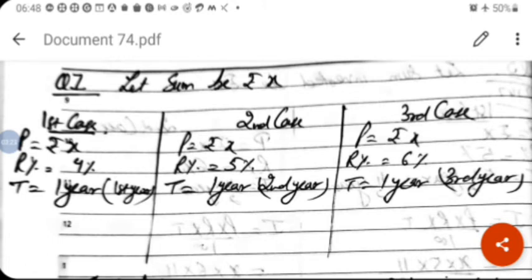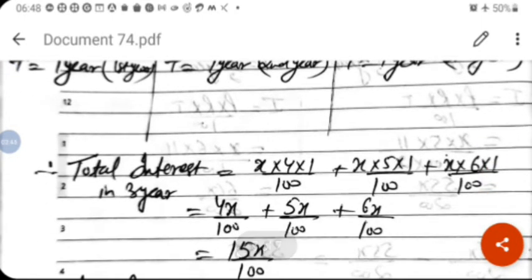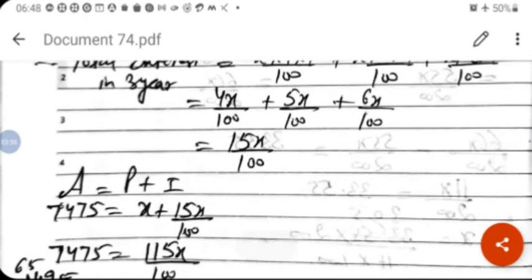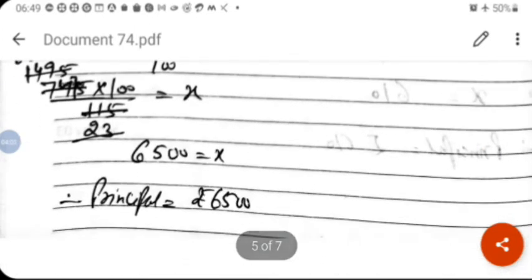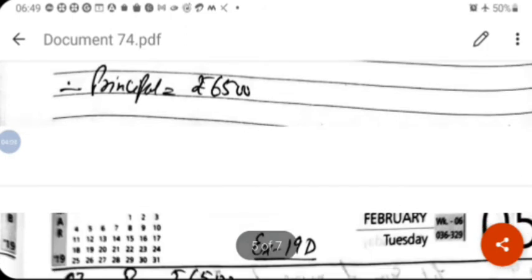Principal is rupees x, rate 4%, time 1 year, that is the first year. In the second one, principal is rupees x, rate is 5%, time is again 1 year, that is the second year. In the third, again the principal remains x because it is simple interest, rate 6%, time 1 year, that is the third year. Now if we take the total interest for the 3 years, for the first it becomes x into 4 into 1 upon 100, for the second x into 5 into 1 upon 100, and for the third x into 6 into 1 upon 100. Solving, we get 15x upon 100. Now the amount is 7475, principal is x, interest 15x upon 100. Solving, we get the value of x as 6500, means money invested is 6500.